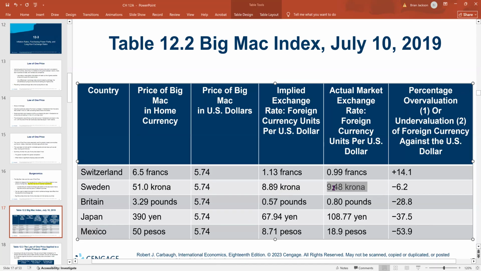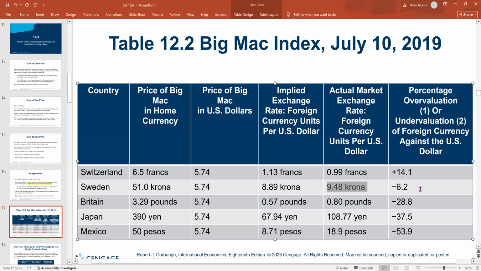But the Forex market on that day was pricing the kroner at 9.48 kroner per dollar. So again, now here you've got a different situation, where the rate implied by the law of one price suggests that the kroner is a little stronger than it really was on currency markets that day.